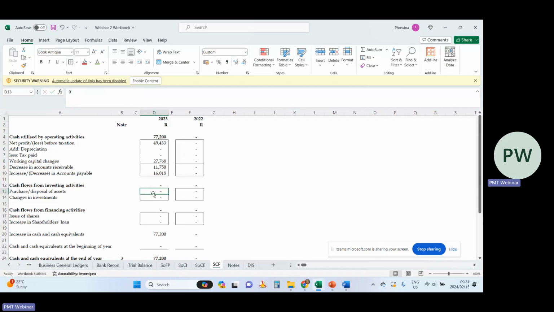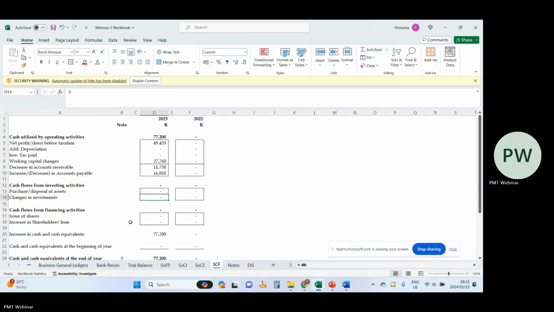And then if we invest into assets, into any investment accounts, we show that movement here. Okay, the next part is our cash flows from financing activities. Did we issue new shares? In our case, our opening share capital is the same as the closing share capital. So we didn't do anything, we didn't issue any shares.